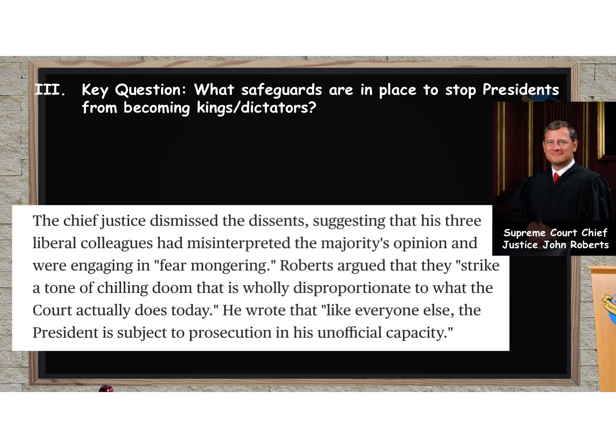In response to Justices Brown Jackson and Sotomayor, the Chief Justice of the Supreme Court, John Roberts, says that their opinions are just fear-mongering, arguing that they strike a tone of "chilling doom that is wholly disproportionate to what the court actually does today." He wrote that, "like everyone else, the president is subject to prosecution in his unofficial capacity," end quote. So what Justice Roberts is saying is, yes, presidents are immune from being charged with a crime for anything they do as an official act of being president. That is, using their legitimate powers as president. He says this is not a big deal because presidents can still be held criminally responsible for anything they do as president that's not part of their official jobs.